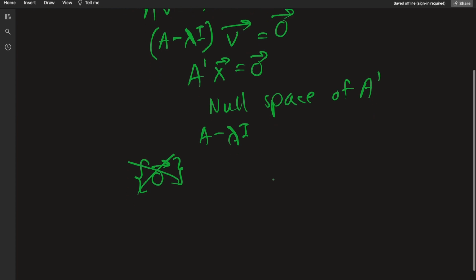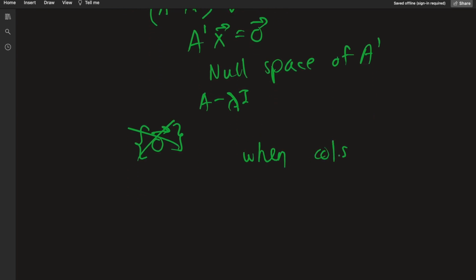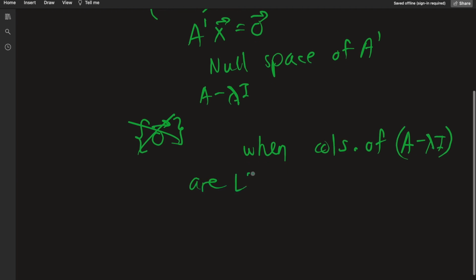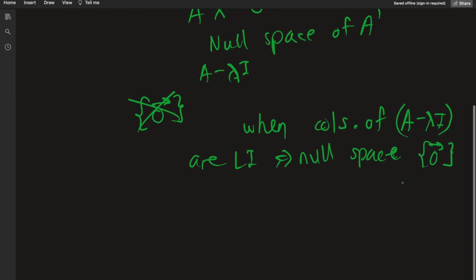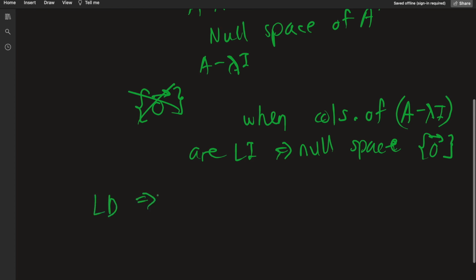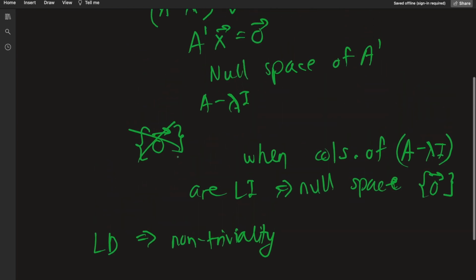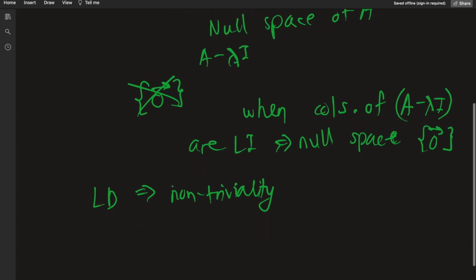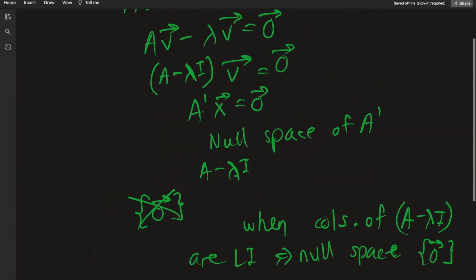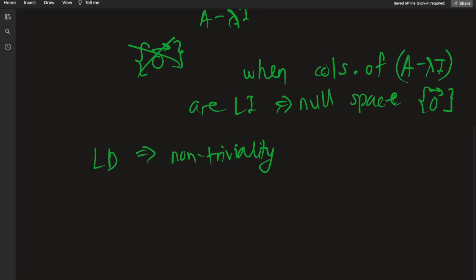We know one thing, that when the columns of A minus lambda I, which is A prime, are linearly independent, that's only when the null space includes just the trivial case. But if the columns are linearly dependent, then we get some non-triviality in the null space. So we need to focus on basically having linearly dependent columns, or what we get when we have them. Because then we can modify V according to what linear combinations of columns there are and get a non-trivial element in the null space.